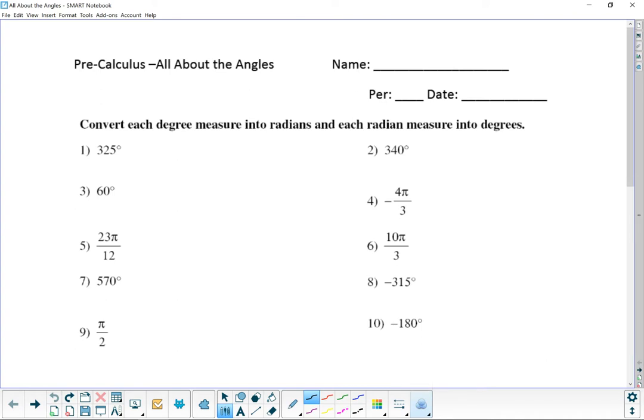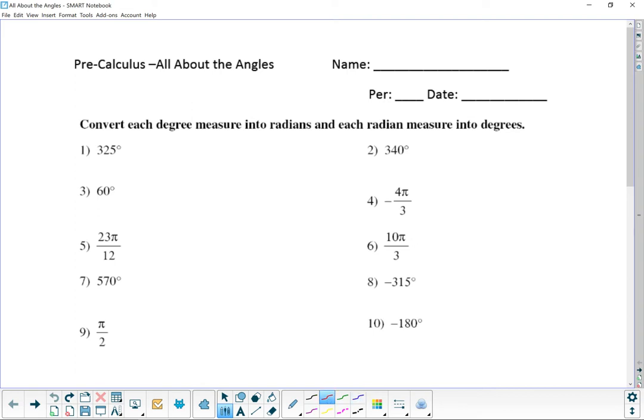All right. So this is the first assignment in the trigonometry unit. This is all about angles, and this is kind of a foundational assignment. I know we didn't go over this in class, but this is how you convert radians to degrees and degrees to radians. We did talk about that 180 degrees is the same as pi, or 360 degrees is the same as 2 pi. You can use either one of those, but I'm going to use 180 degrees is the same as pi.